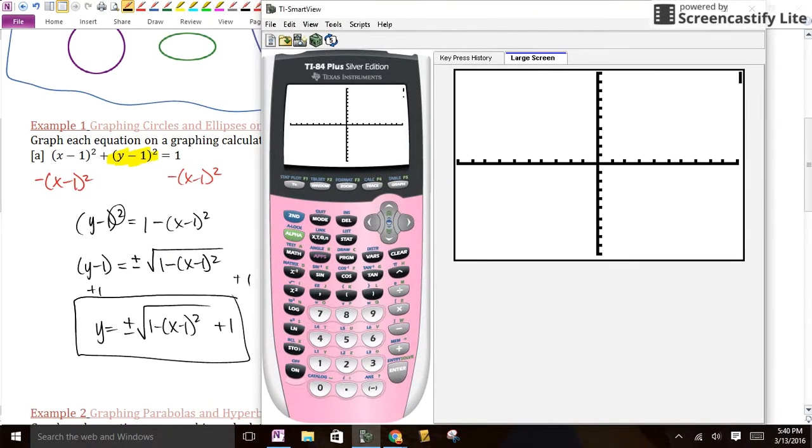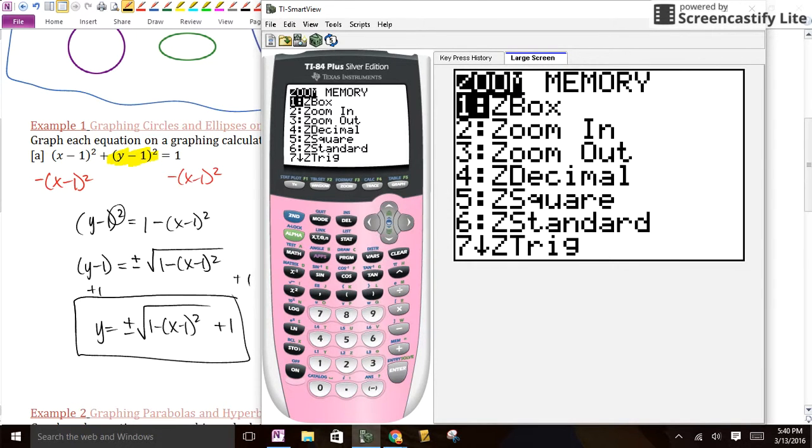Now I can hit graph or zoom 6. And there is my shape. What on earth is that? I have no idea. So I'm going to zoom in a little bit.